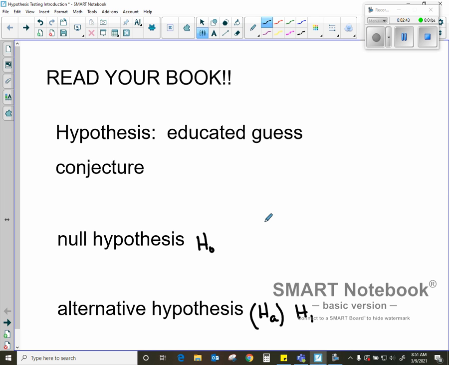I don't know why my little pen is blinking. Hope it doesn't give anybody a seizure. Okay.